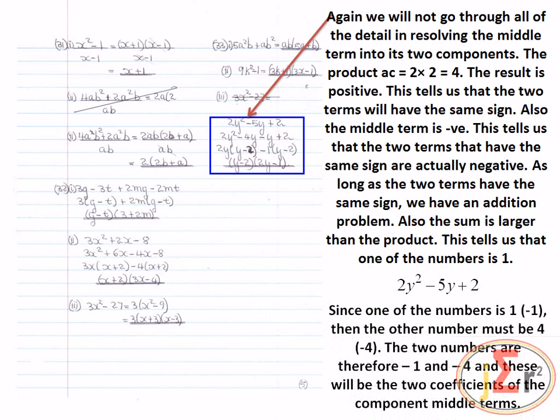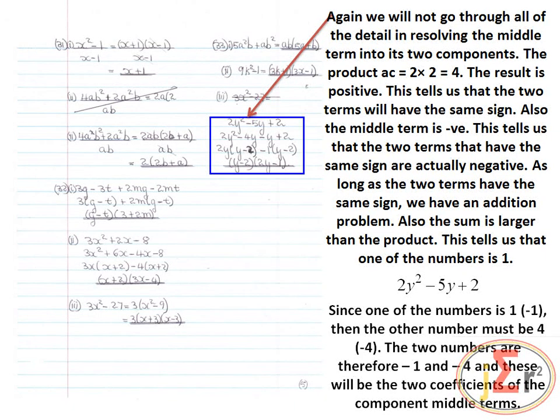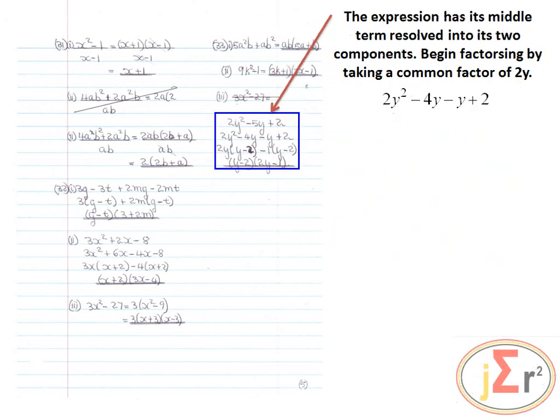The negative versions. Since one of the numbers is 1, actually negative 1, then the other number must be 4, which is actually negative 4. The two numbers are therefore negative 1 and negative 4. And these will be the two coefficients of the component middle term. So the expression has its middle term resolved into its two components, which is a negative 4y and a negative 1y, which is a negative y. So those are the two middle components.